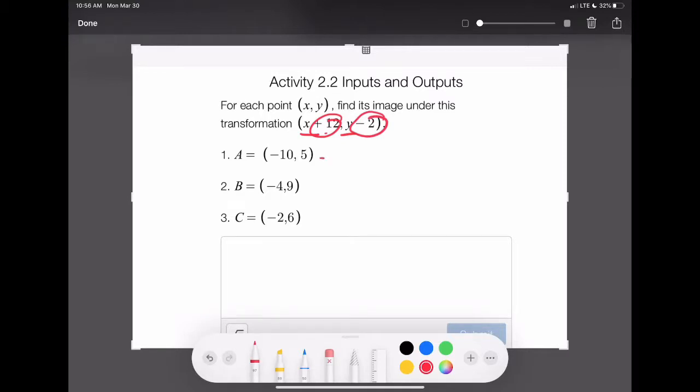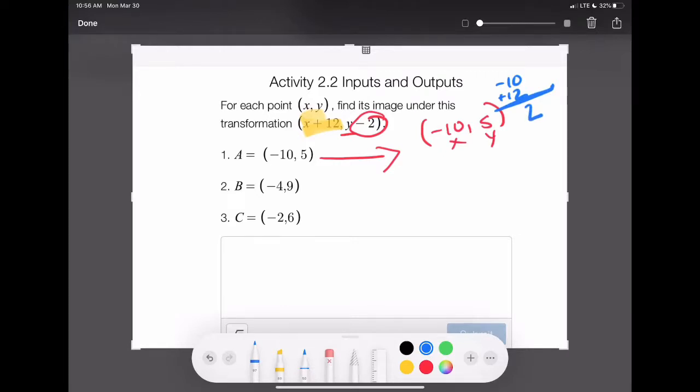All right, so let's do this first one together. So my point is negative 10, 5. This is my X, this is my Y, right? So I could do some side work. You should have a piece of paper out or a calculator. Now it says to do what to your x values? It says to add 12. Okay, so let me add 12 to negative 10. Negative 10 plus 12. You should get 2.